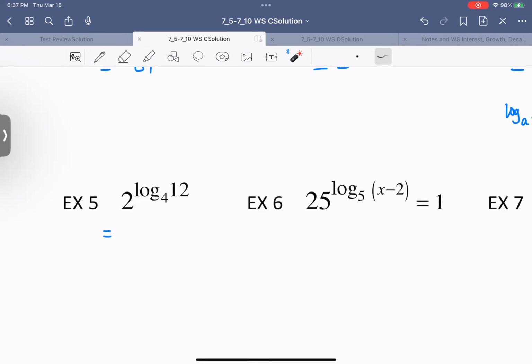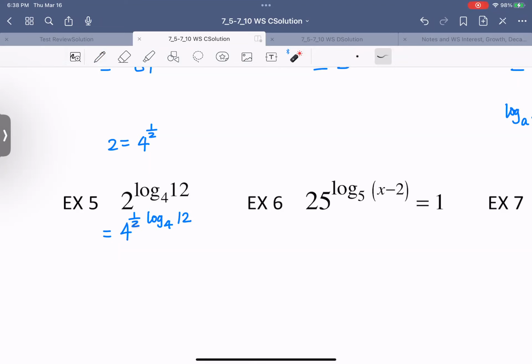You put into log. You can change 2 to a guy with base of 4. 2 is 4 to the power of who? Two is 4 to the power of 1/2, correct? Oh, yes. So you will put 4 here. And then you do 1/2. And you do log base 4 and 12 over here. So far so good? Yes.